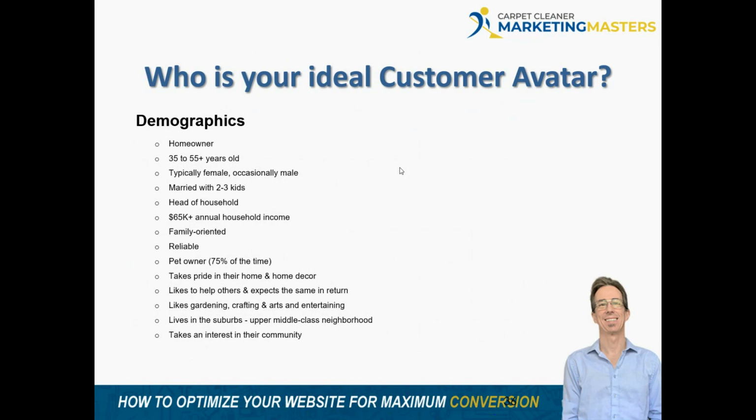The annual household income is at least 65,000. That's probably higher, depending on your marketplace. There are some households where 100,000 or more would be the ideal demographic, or starting point. Family oriented, reliable. Most of them are pet owners. About 75% of clients are pet owners, so you know who to target. You know what to target. If you're a member of a kennel club personally, if you have your own breed dogs, tell everybody about that on your website. They take pride in their home and their home decor, so that's a very strong point.